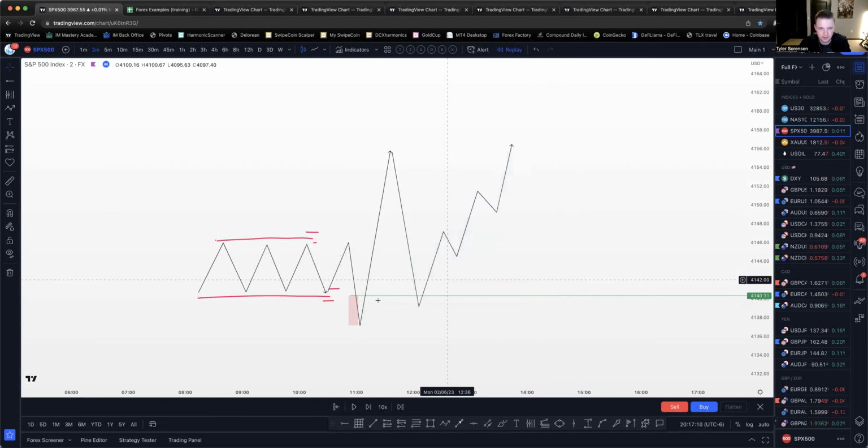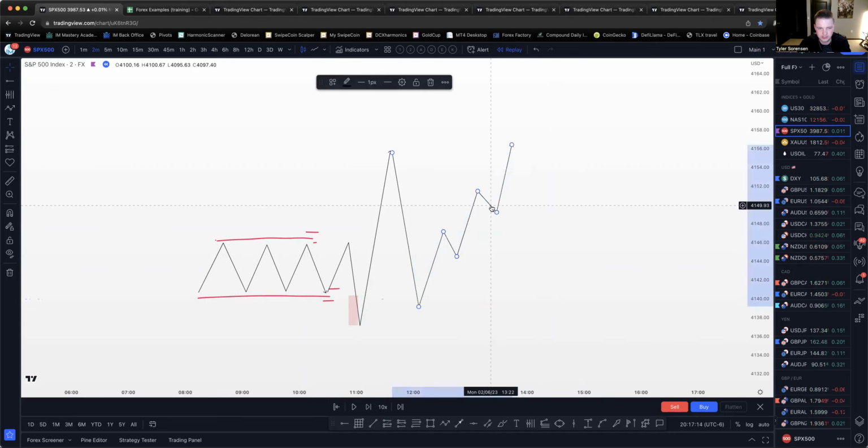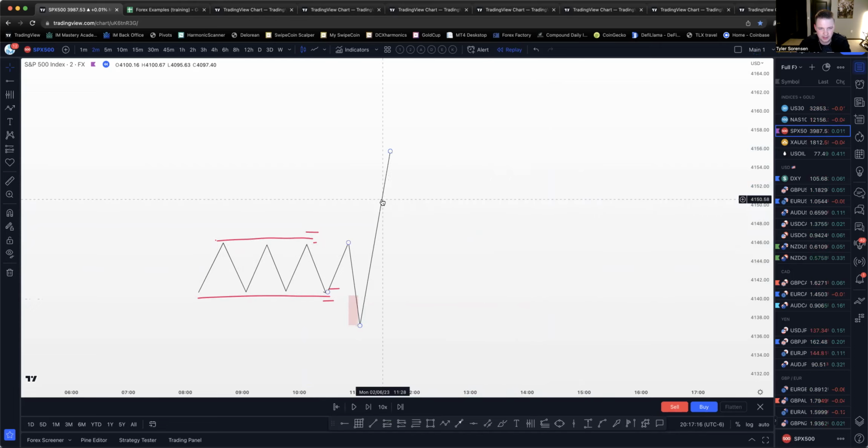So one last thing that I'll show you is just a different variation of this because they kind of go hand in hand, these two strategies. So the second one that I'm about to show you guys is honestly not much different, but essentially you'll see price chopping around in here just like this, but maybe sometimes you won't get a poke and then a run the other way.